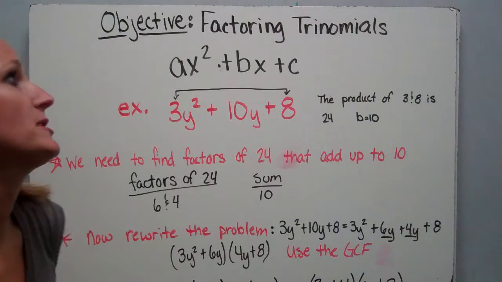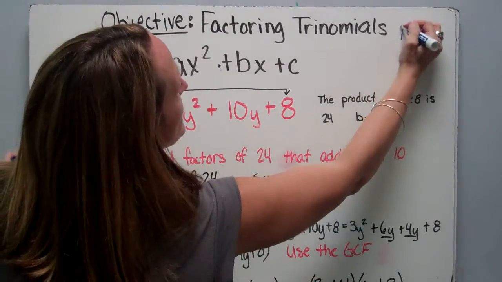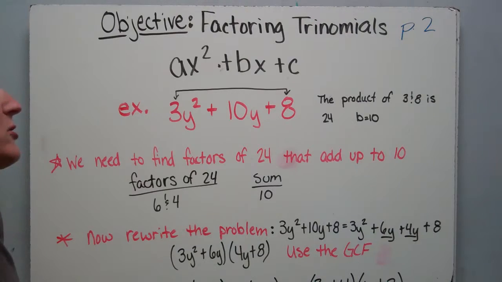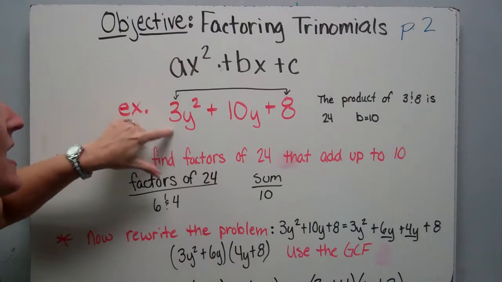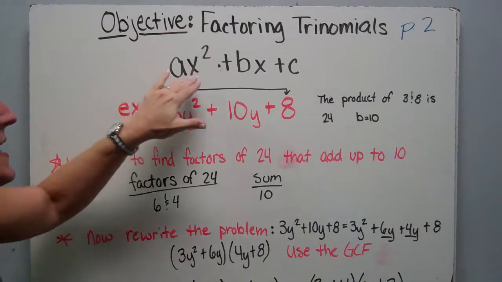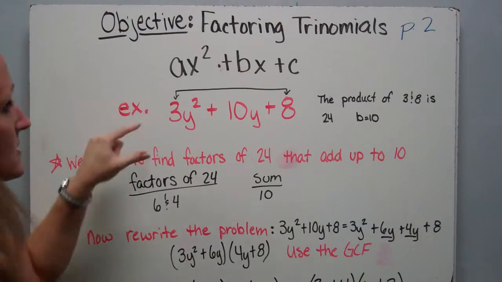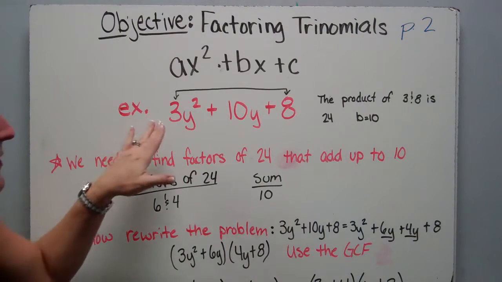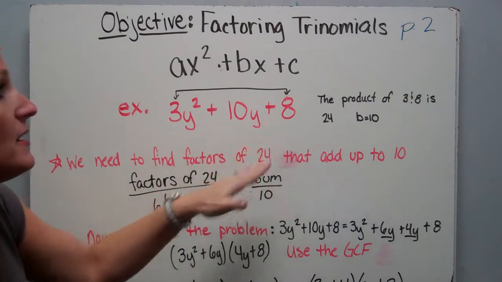Okay, so this is factoring trinomials, part 2. And in this video, we're going to factor trinomials where you actually have an a value here. So this is where the formula is ax squared plus bx plus c. So notice this time, instead of a 1, we actually have a value. So for example, we have 3y squared plus 10y plus 8.